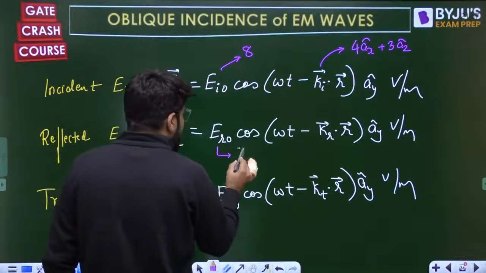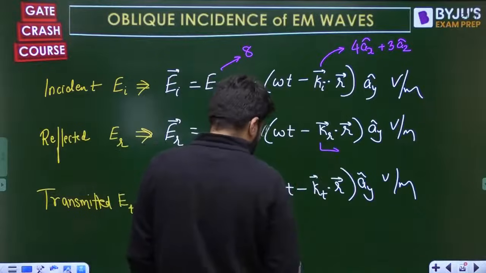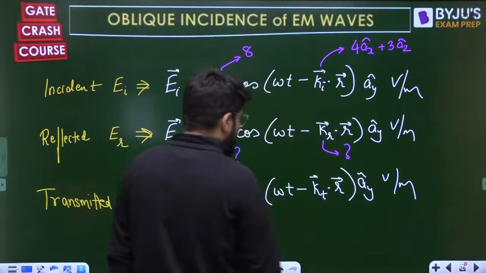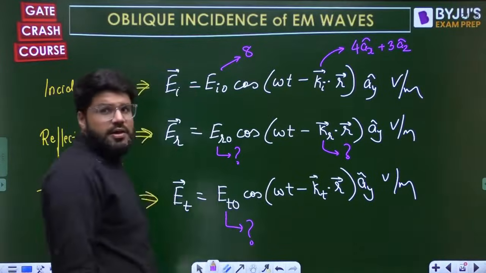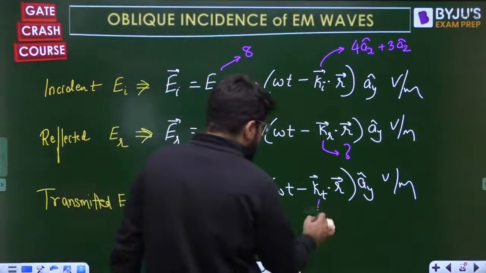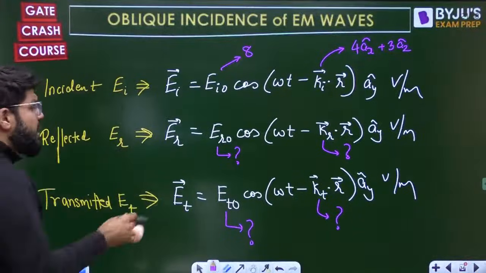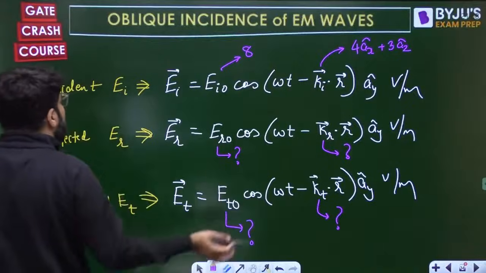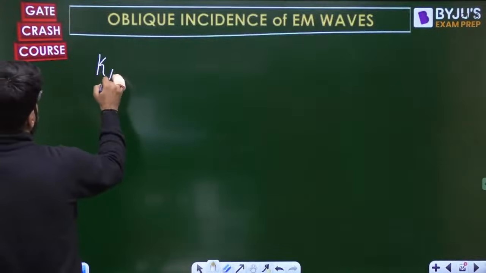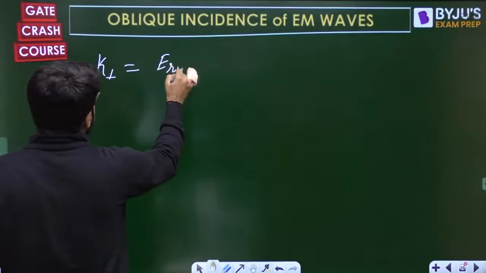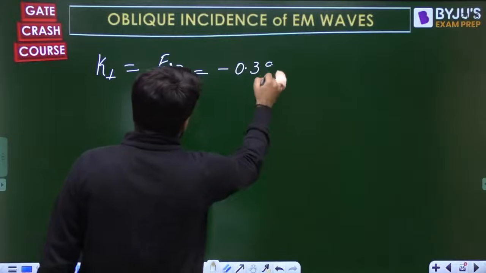What we need to know is ER naught and KR, the propagation vector of the reflected wave, and ET naught, the amplitude of the transmitted electric field, and the propagation vector of the transmitted electric field. These need to be found. Number one objective: ER naught and ET naught can be obtained by the K and tau formulas, because we have already calculated K, which has the definition ER naught divided by EI naught, and the K value is minus 0.39.